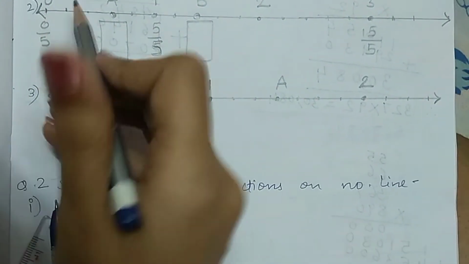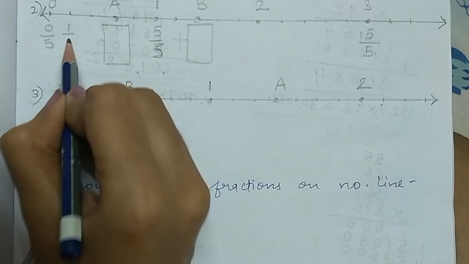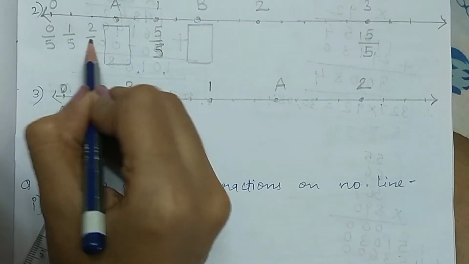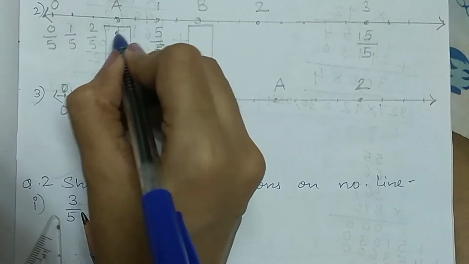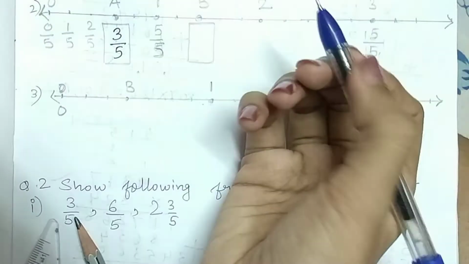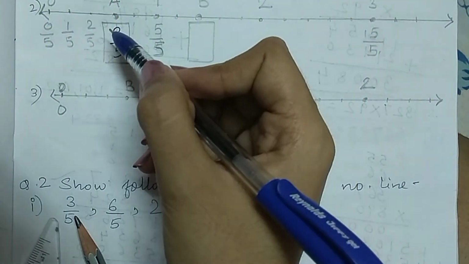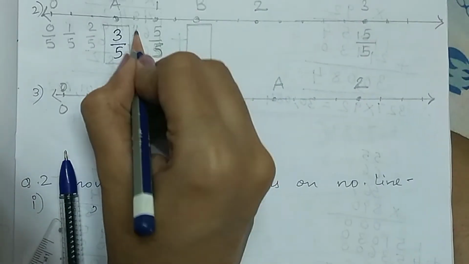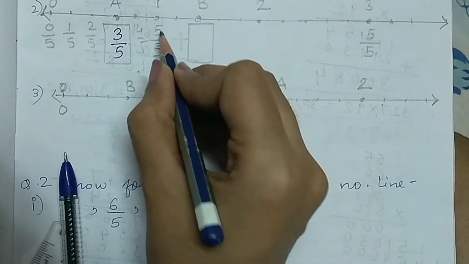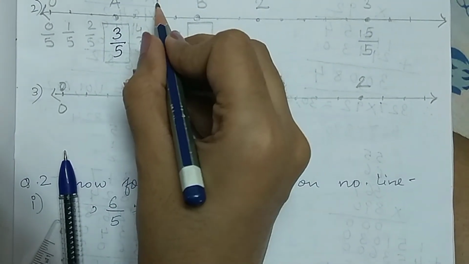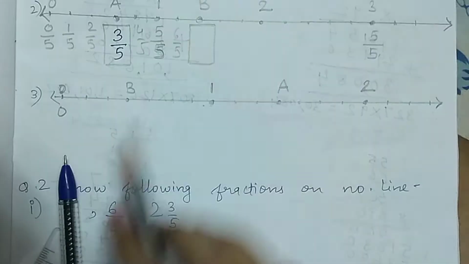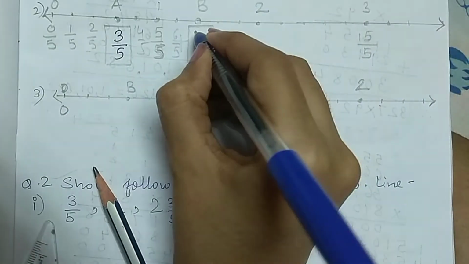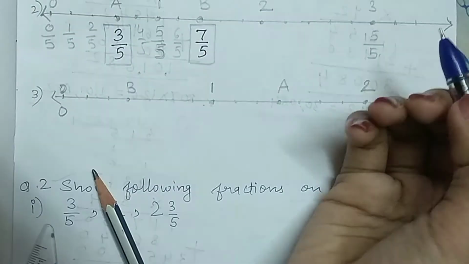Okay, so after 0, 0 will be 0 by 5. Then after 0 comes 1 by 5. Then 2 by 5. So here which number will come? 3 by 5. So this is our first answer. Then this will become 4 by 5, this point. Then 5 by 5, same number gives 1. Then this is 6 by 5, and after 6 will come 7 upon 5.